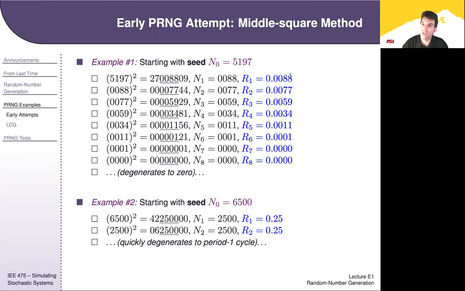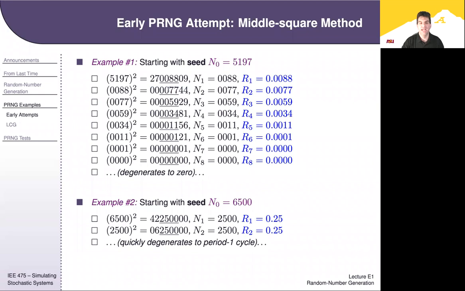Looks good, right? It's between 0 and 1, and I couldn't have predicted it. So far, so good. Problem happens. I square 88, so I take my 88, I square it, and now I get this much smaller number. So I had to pad it with zeros to get it up to 8 digits. And now I have this 0077.